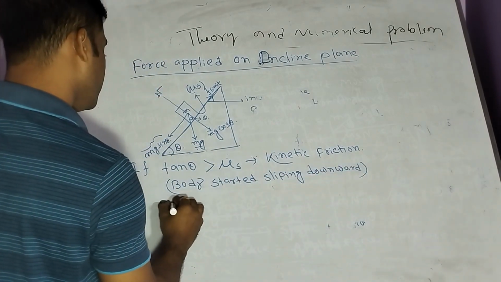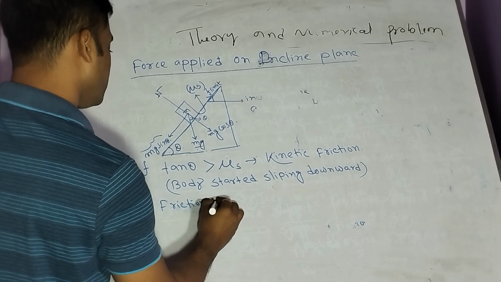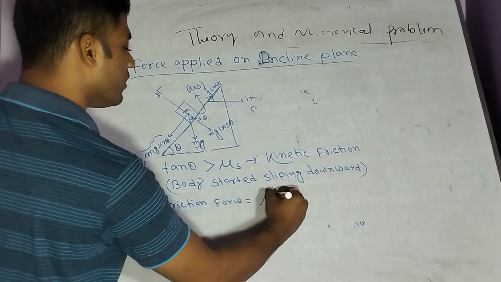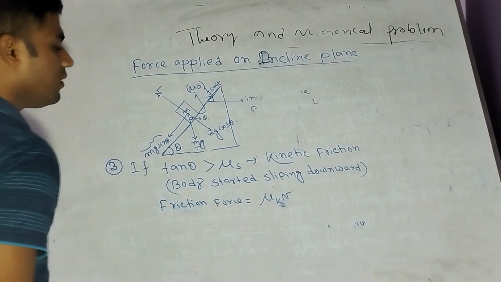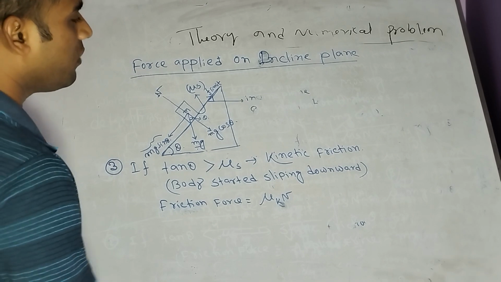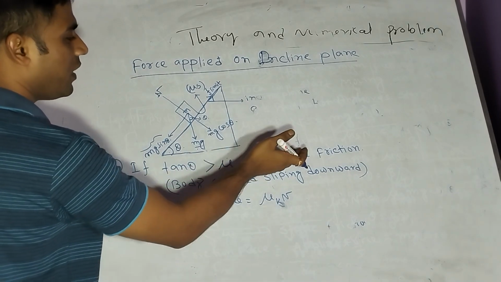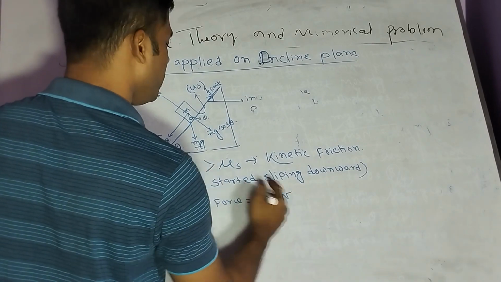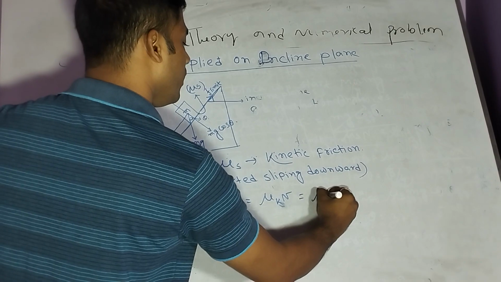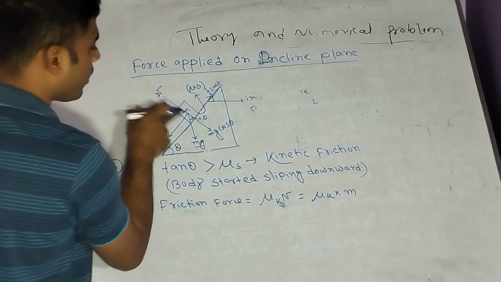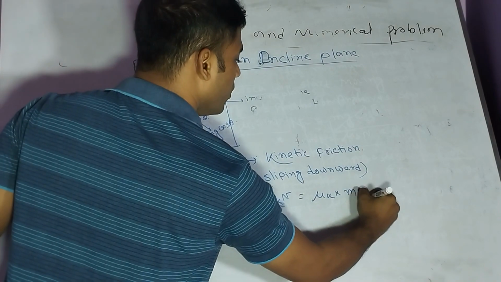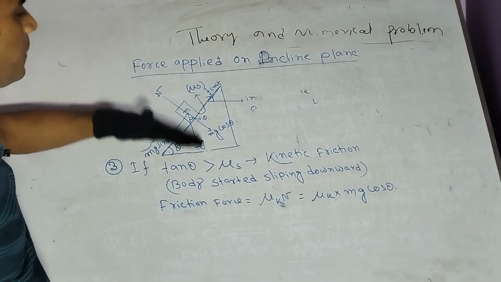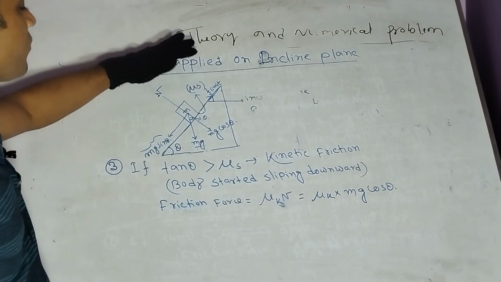What is the friction force in this case? Friction force is equal to mu k, not mu s, mu k into N. When tan theta is greater than mu s value, then friction is kinetic friction. What is the meaning of kinetic friction? The body started slipping downward. Friction force is equal to, in this condition, mu k into N. According to the block diagram, N balances mg cos theta. So mu k mg cos theta. This is the three conditions of friction force and their types of friction on the inclined plane.